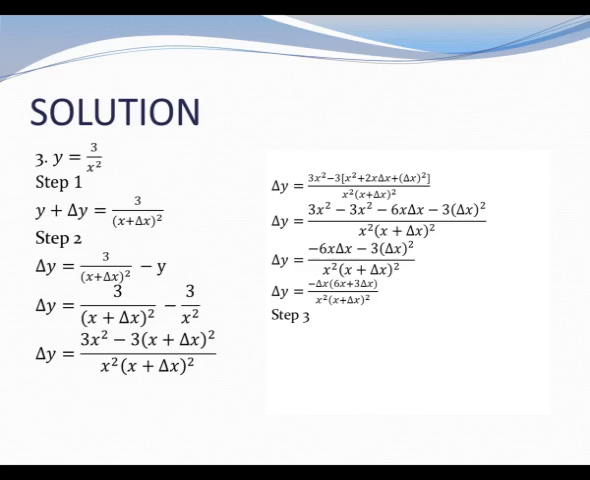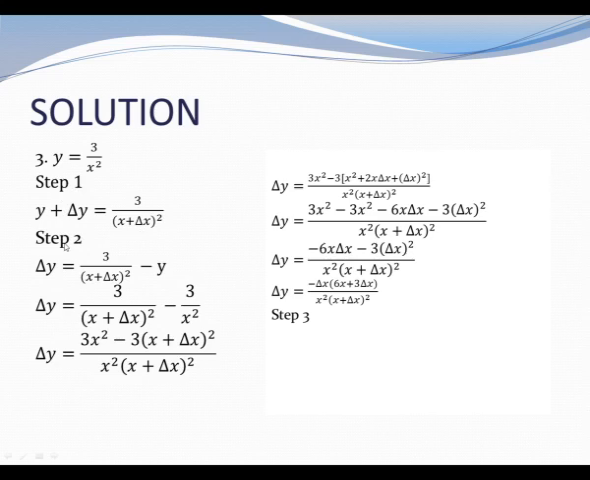Now here we will have another example of finding the derivative of the function using the four-step rule. So this is our example number 3, wherein the given is a rational function: y equals 3 over x squared. So similarly, using the four-step rule, we have to replace the y by y plus delta y and x by x plus delta x.